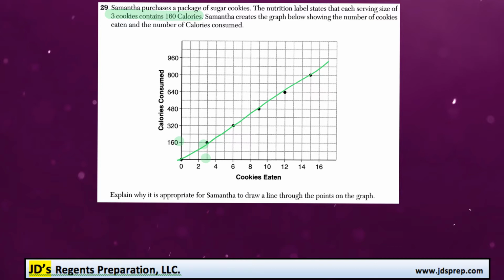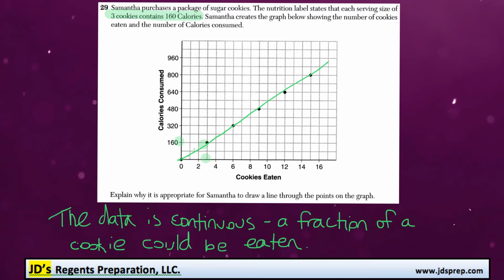So is it possible for a fraction of a cookie to be eaten? Would there be a certain amount of calories inside a tiny little bit of a cookie? And yes, that is the case. So that is why there should be a line drawn through these points. So I would say something along the lines of, yes, the data is continuous because a fraction of the cookie could be eaten, as I explained earlier.